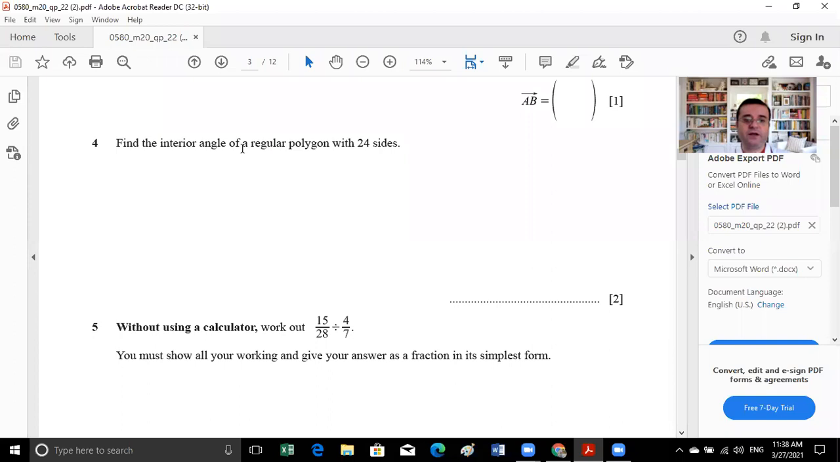Welcome back, students. Here, question number 4. Find the interior angle of a regular polygon with 24 sides. Interior angle. Okay. You have two ways to solve it, but I have a formula. I will show you the two ways, and you decide which way you like.